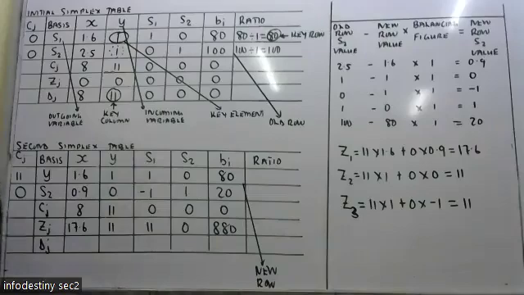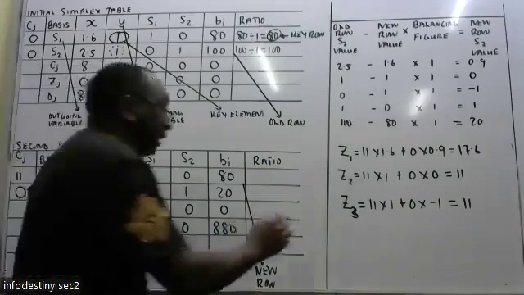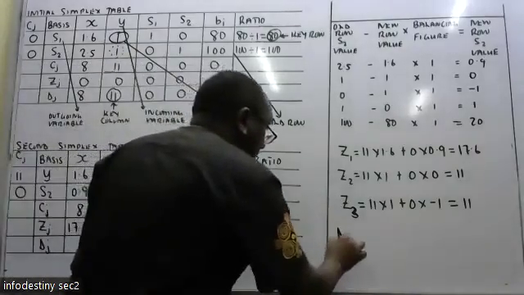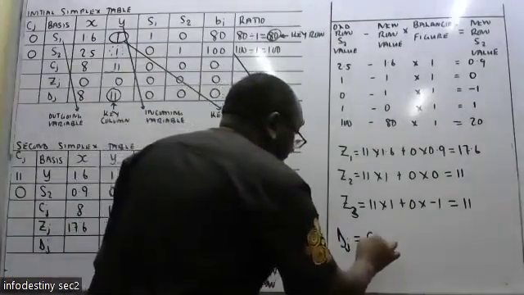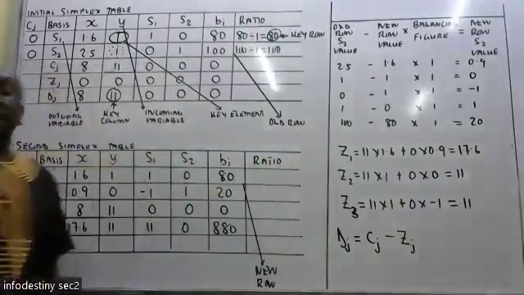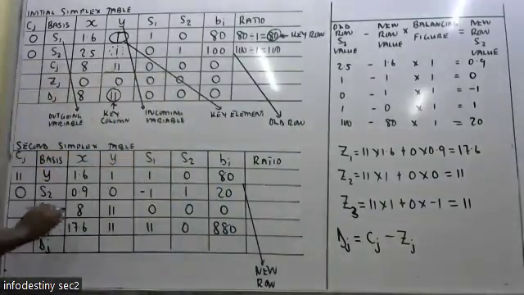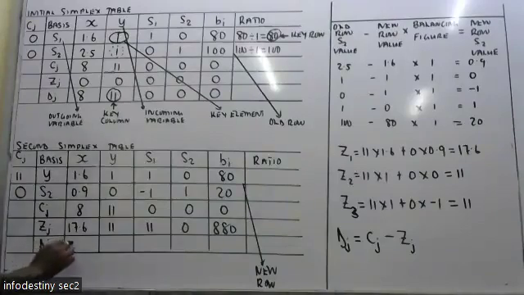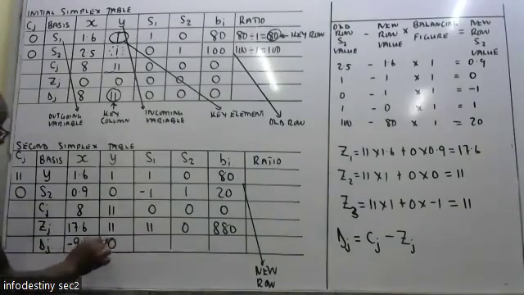Sio iko sawa? Haya, tukikuja kwa DJ, nitakwambia DJ is supposed to be given as CJ minus ZJ. So 8 minus 17.6 is what? Yeah, 11 minus 11.